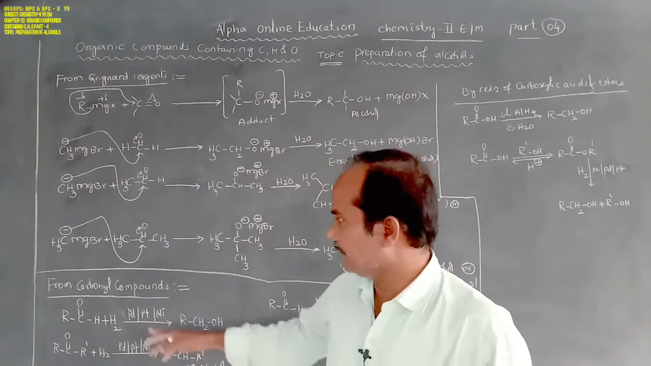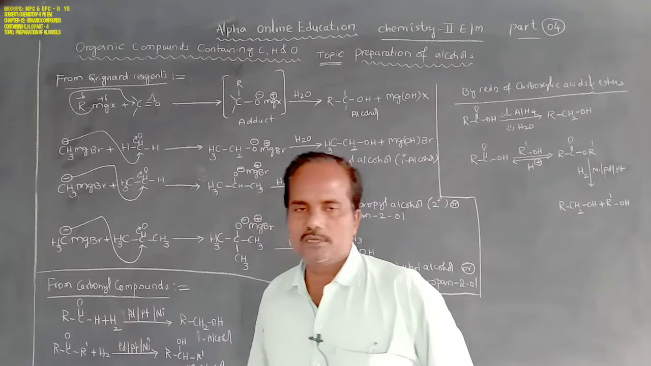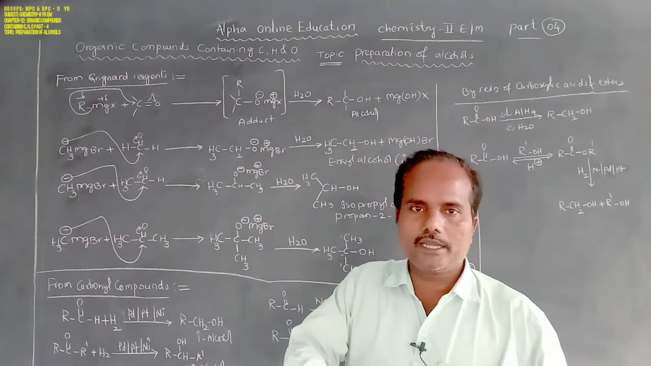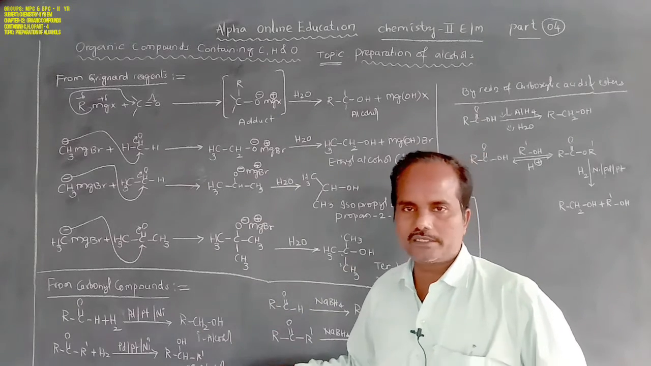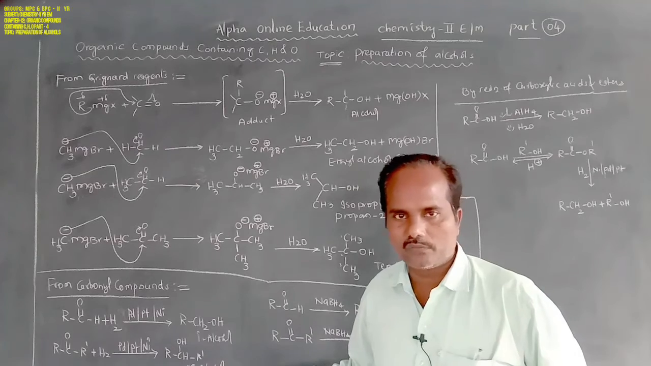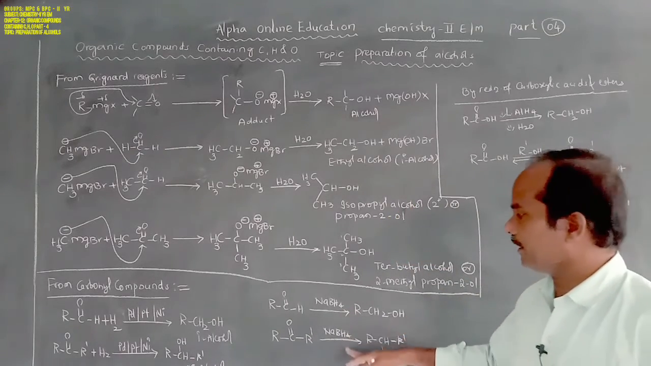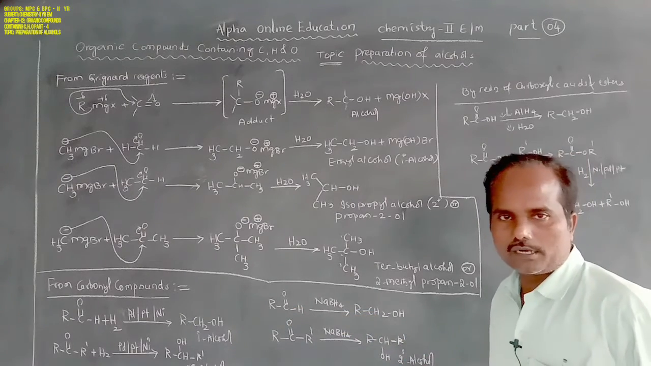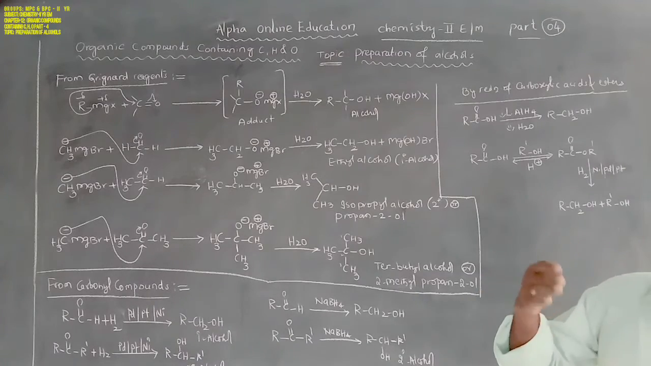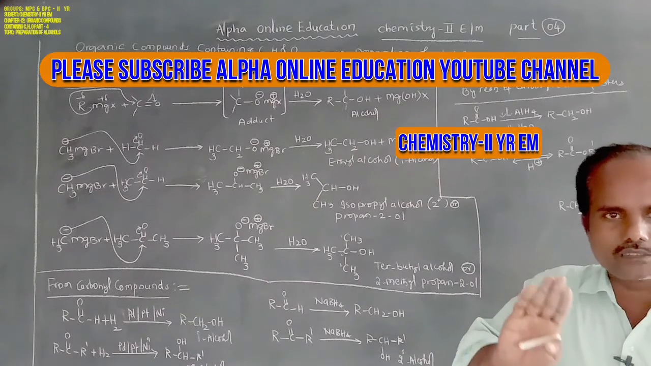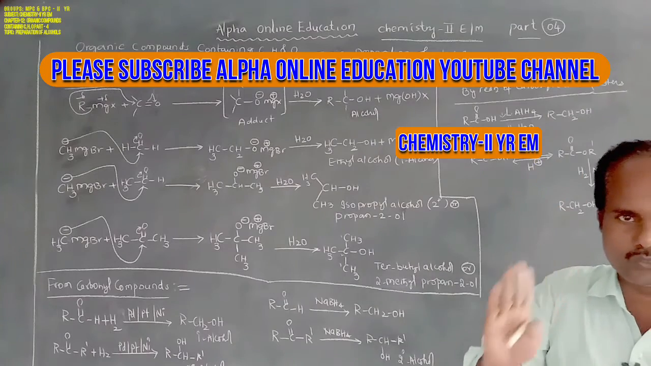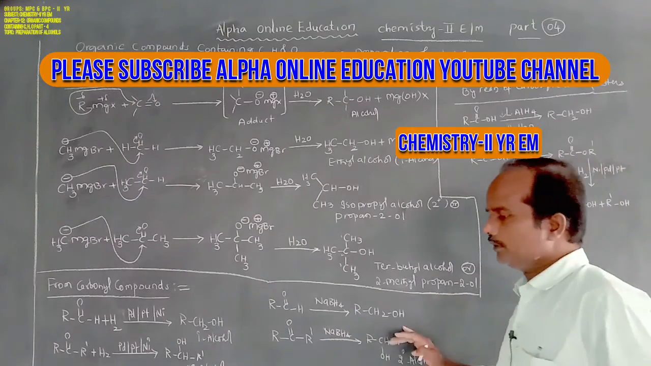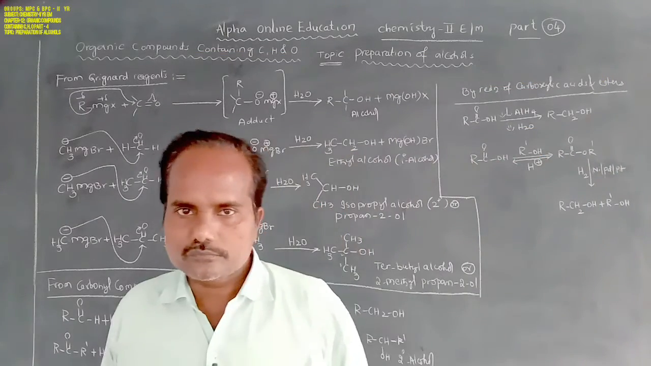So this is about the preparation methods of alcohols. From carbonyl compounds, aldehydes and ketones undergo catalytic hydrogenation, and primary and secondary alcohols are formed respectively. Sodium borohydride also reduces aldehydes and ketones to the respective alcohols. Lithium aluminum hydride can reduce carboxylic acids and esters to alcohols. So this is about the preparation methods of alcohols.